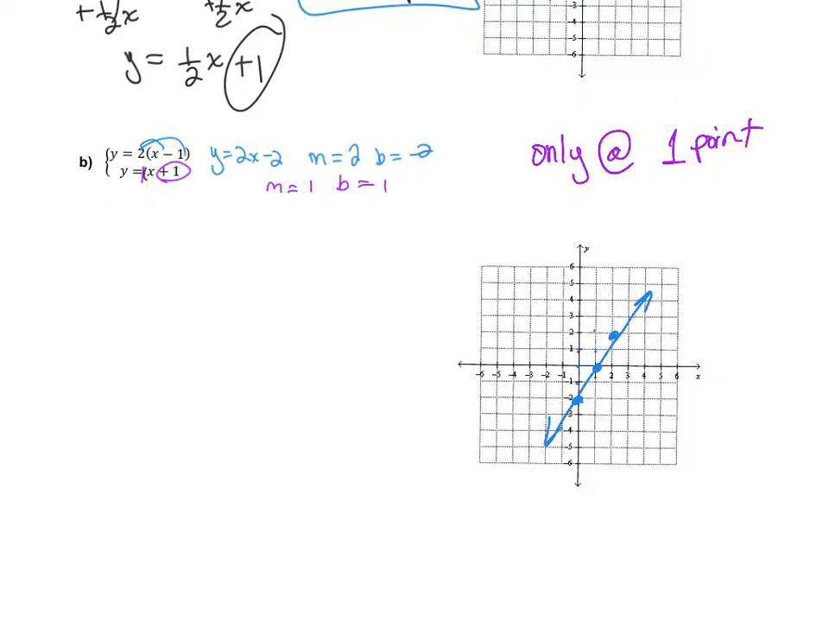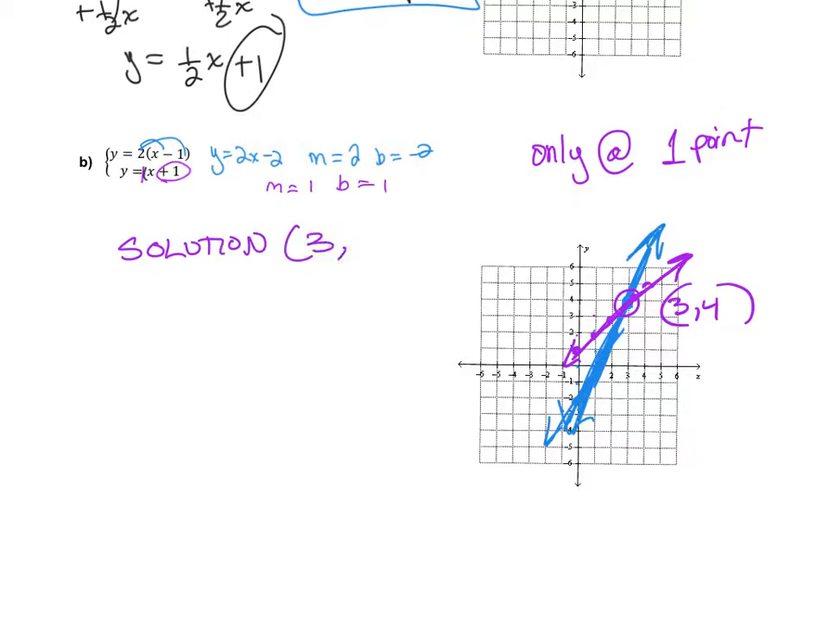Y equals x plus 1, you begin at 1 and you go up 1 over 1. If I extend the blue line up 2 over 1 a little bit more, you notice that the blue line, which one? This one right here, and the purple line intersect right here at 3, 4. There's only one solution, so the solution is 3, 4.